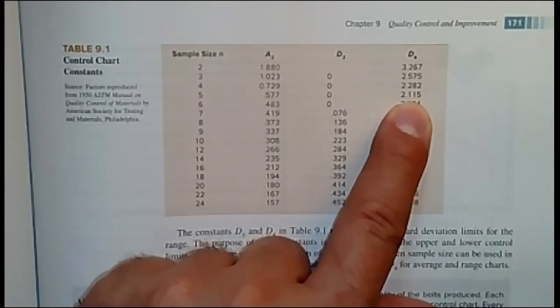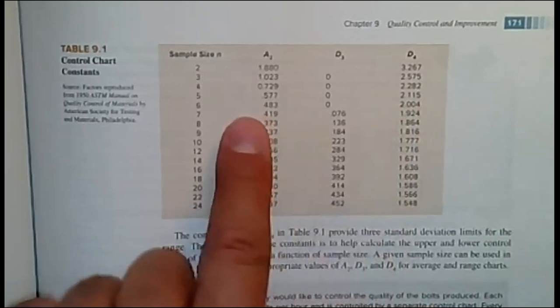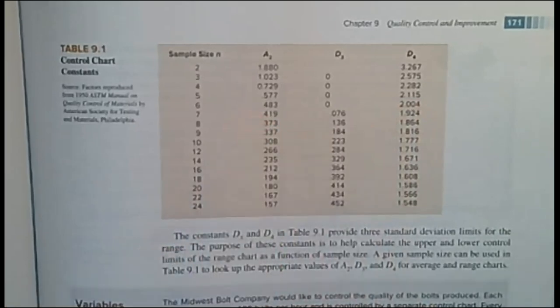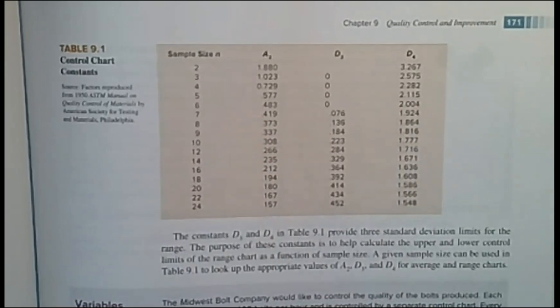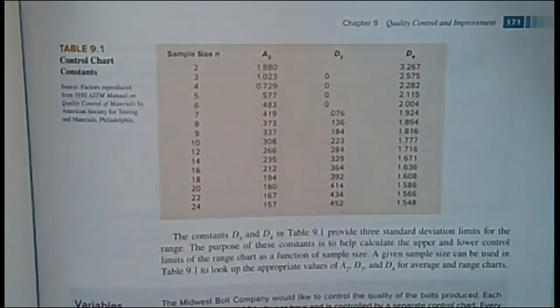These numbers will be the same in any table in any textbook. They may round slightly differently, but they'll be essentially the same numbers. What they are is something that converts a range estimate into a standard deviation and then moves out about 3 standard deviations from the mean. And that's where the numbers come from. And when Walter Shewhart developed control charts initially, that was something that he advocated the use of.